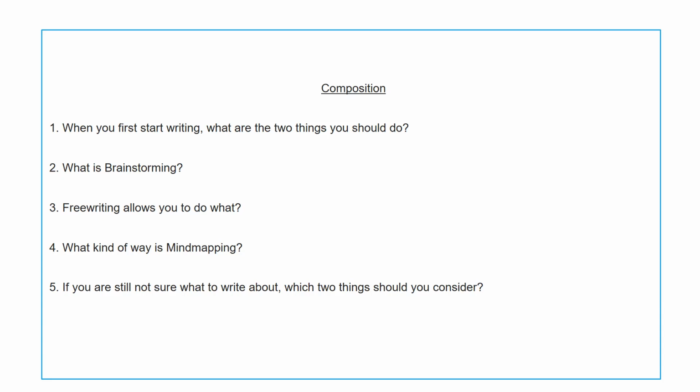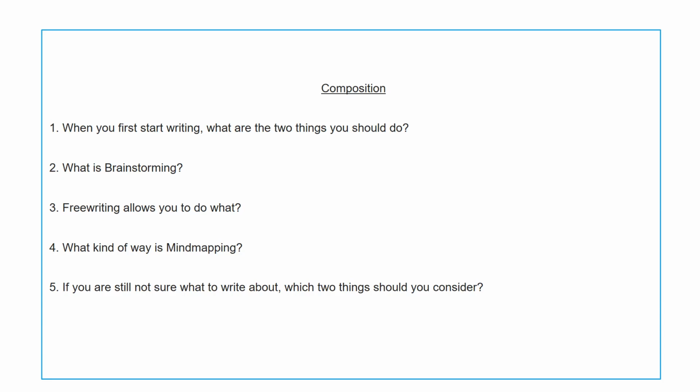Next, three, free writing allows you to do what? And again, I've had silly students say, it allows me to start scribbling on the paper. Not at all. Four, what kind of way is mind mapping? So give me a little explanation about mind mapping. I told you it was a little confusing, but I gave you the best definitions I could. We got into that.